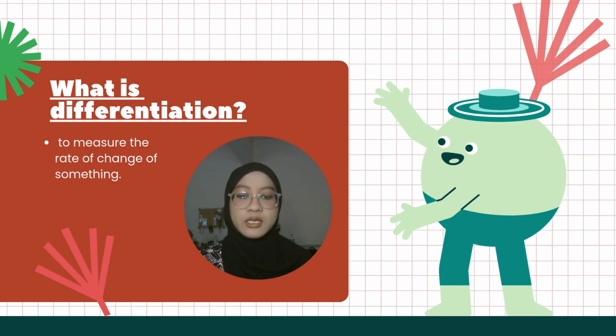Differentiation is a topic in calculus that focuses on rate of change. In simple words, it helps us understand how fast something is changing. For example, when distance changes with time, differentiation helps us find speed. That is why differentiation is very important in real life situations.